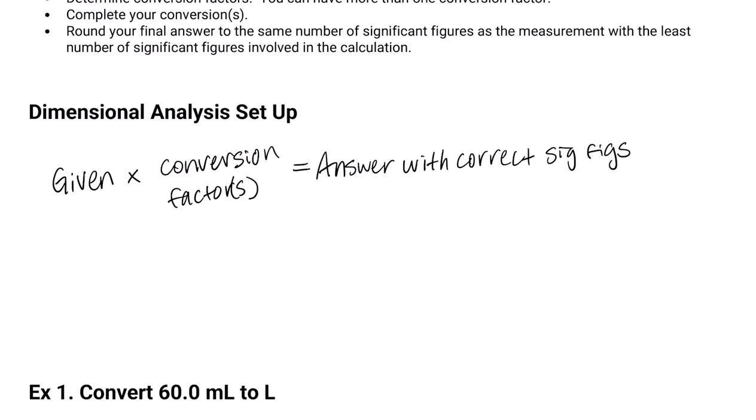Okay. Our first example is to convert 60 milliliters to liters. So that's a really simple question. So we're going from milliliters to liters. Okay, and then we're going to write our conversions. So 1 liter is equal to 1,000 milliliters, and that is a definition, so it wouldn't be counted as sig figs.